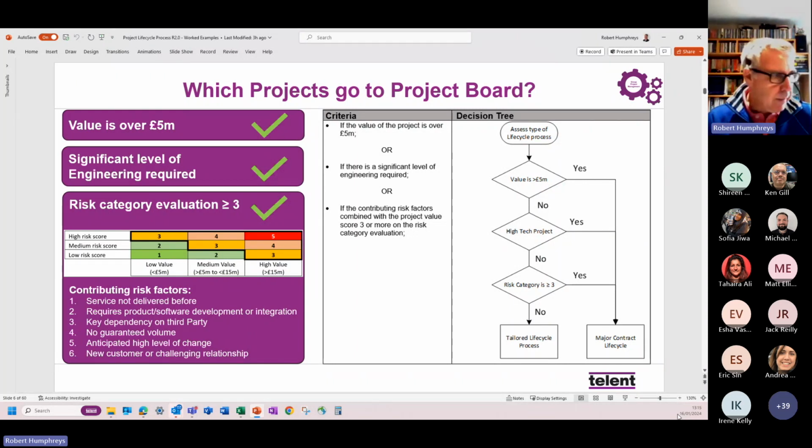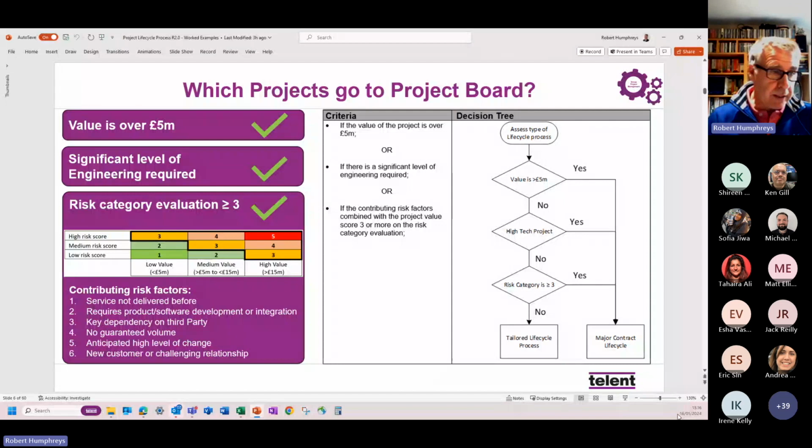This is all about the risks associated with delivering the project. Is it a service that we haven't delivered before? Does it require software or product development or integration? Have we got a key dependency on a third party in order to deliver this? By no guaranteed volume, it largely means, what's our break even? Can we guarantee that we're going to deliver or produce enough of this that whatever initial investment we put into the design and development of it, we're going to get that back from the actual outcome and deliveries within the project itself?